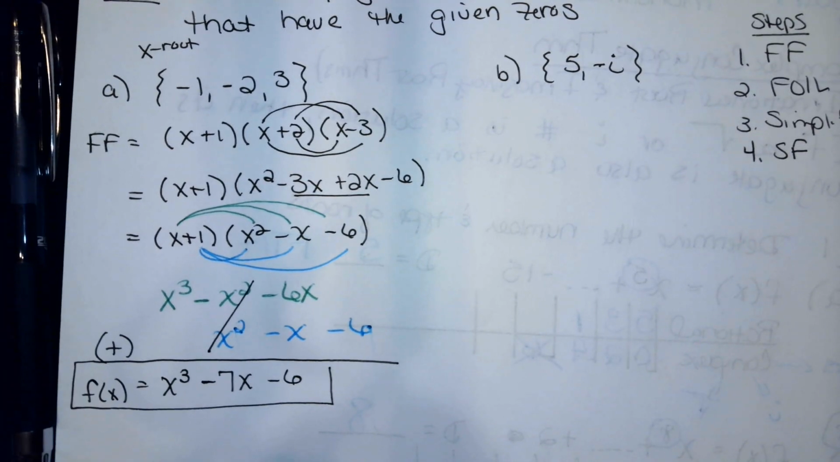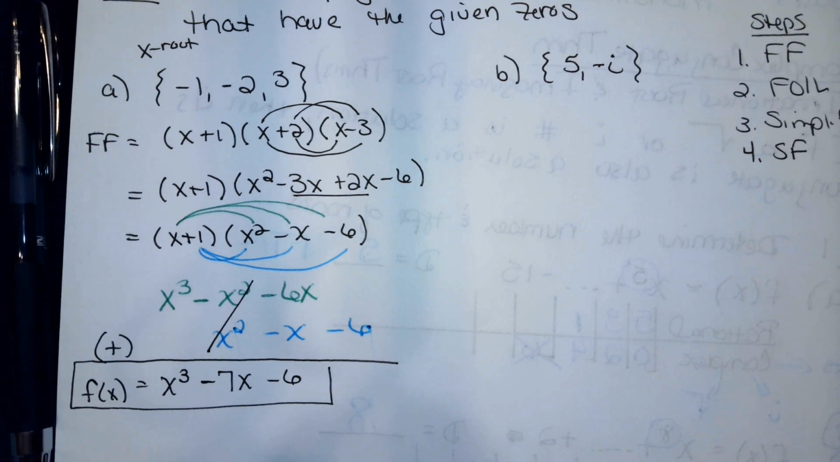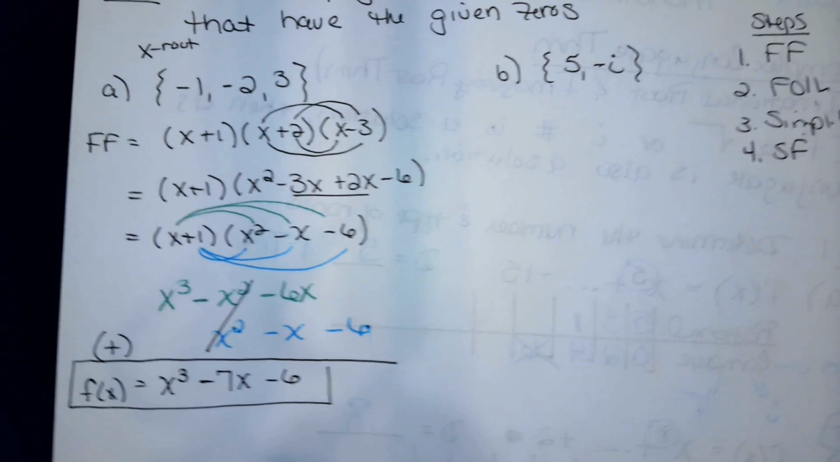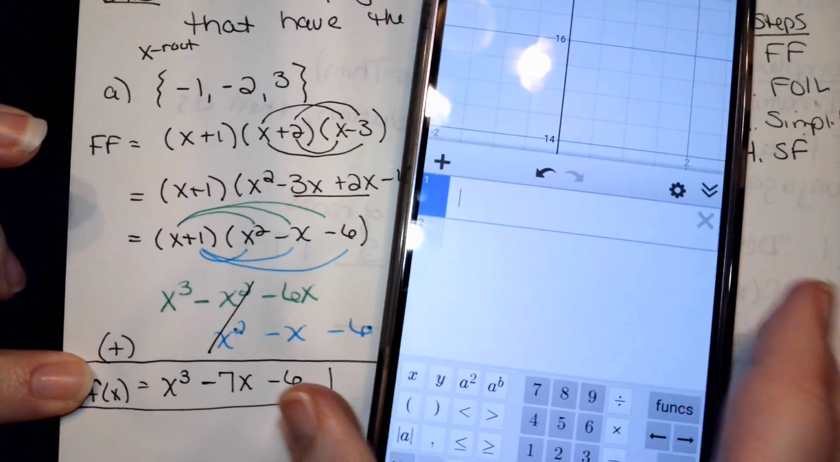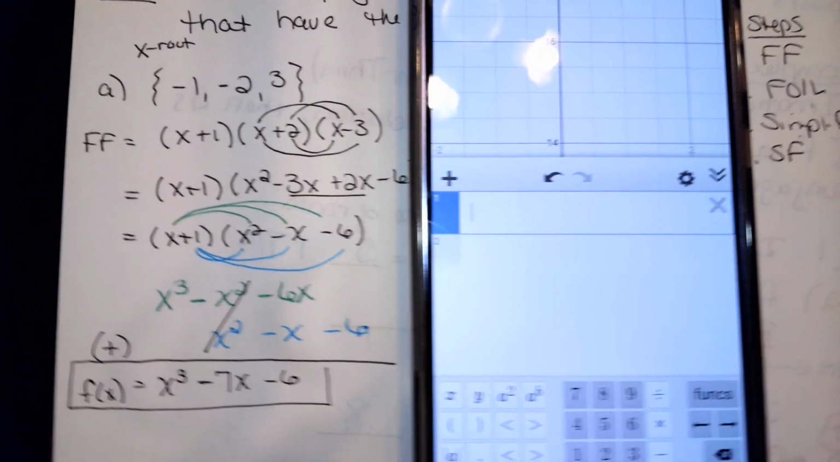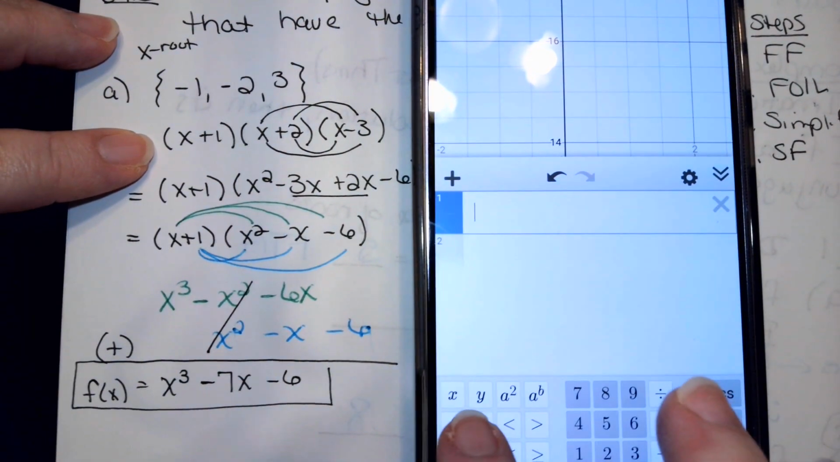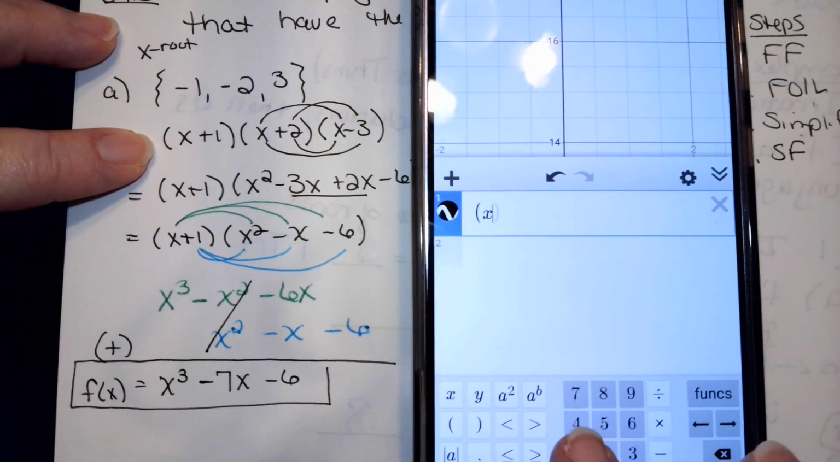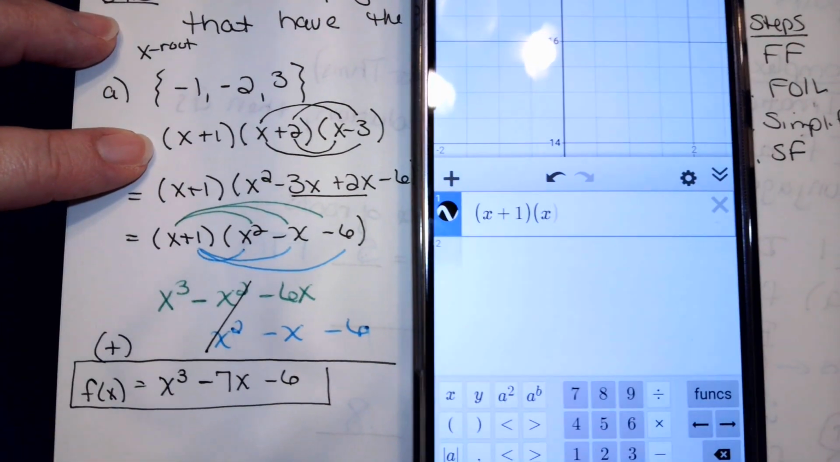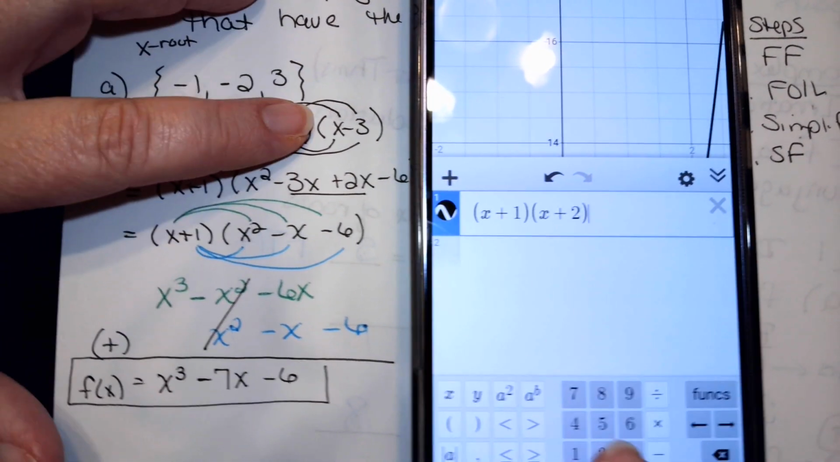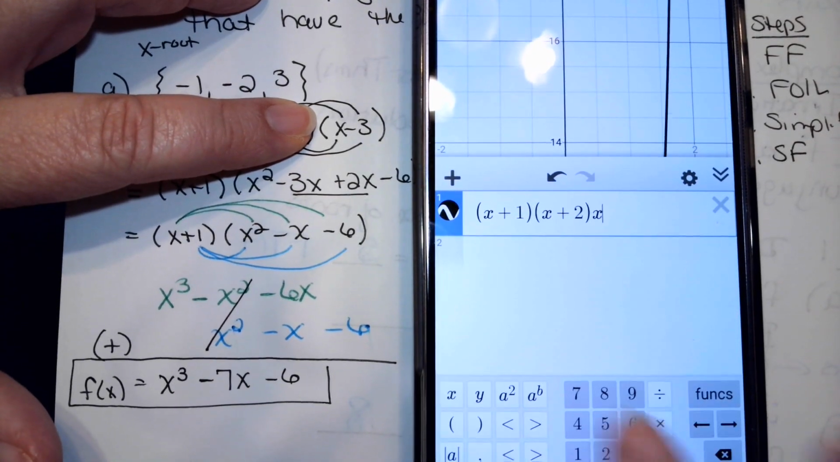Now let's verify this. For this problem, are we trying to solve it, or are we trying to change it from one form to another form? Okay, we're trying to change it from factored form to standard form, so we're going to look for them to be the same graph. So let's put our factored form in. We've got x plus 1 times x plus 2 times x minus 3.